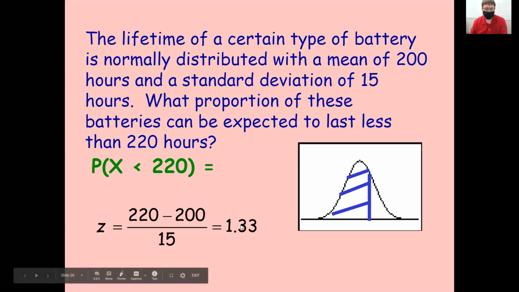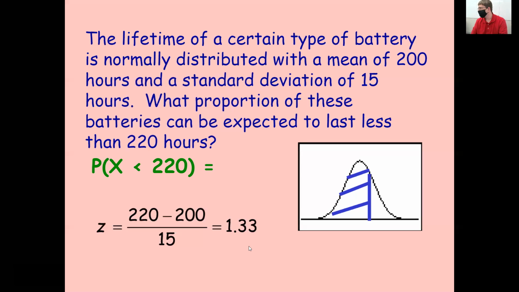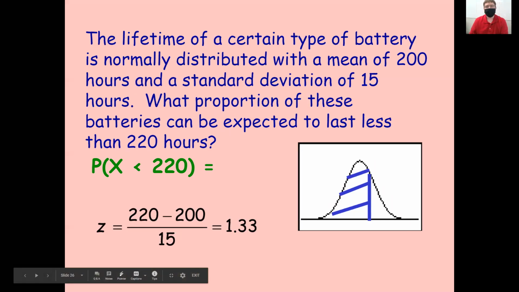All right, so let me show you the table real quick. So our z-score is 1.33. Any questions on how I got that? We okay there? Okay. So here's your table.